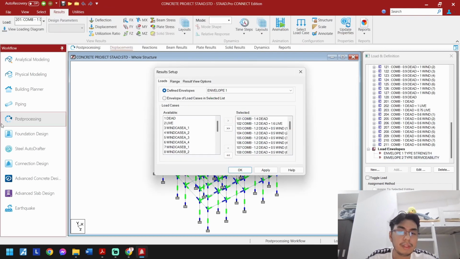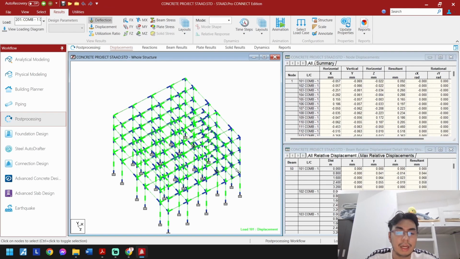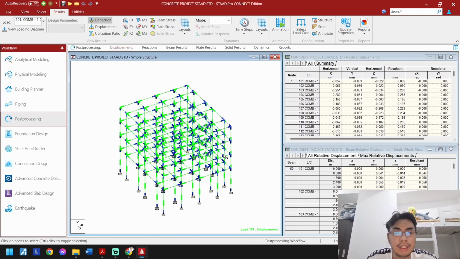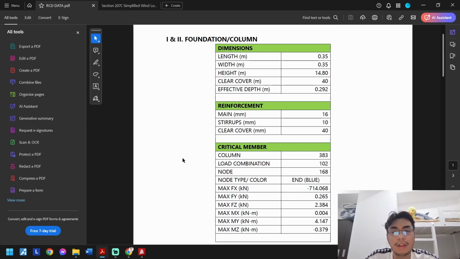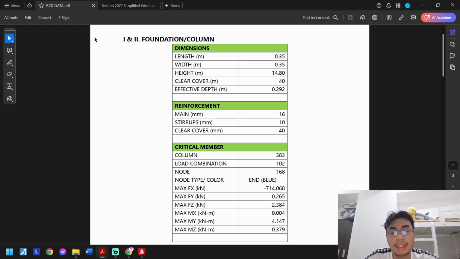So now after that, we are ready for post processing, and we have extracted the forces in here to be used in Excel for the design of the structural members. Okay, so using that, here are the summarized loads that we have created from this STAAD, and here are the results.